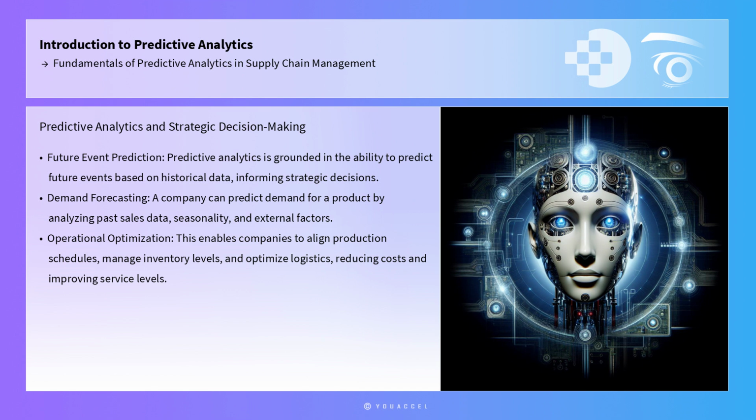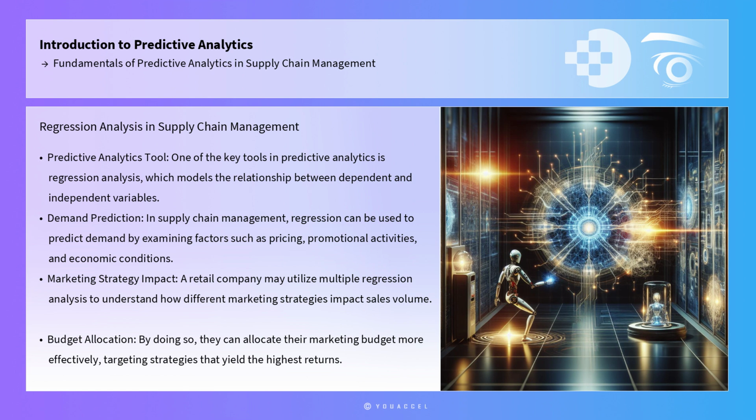improving service levels. One of the key tools in predictive analytics is regression analysis, which models the relationship between dependent and independent variables. In supply chain management, regression can be used to predict demand by examining factors such as pricing, promotional activities, and economic conditions. For example, a retail company may utilize multiple regression analysis to understand how different marketing strategies impact sales volume. By doing so, they can allocate their marketing budget more effectively, targeting strategies that yield the highest returns.